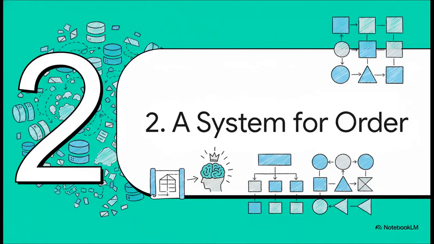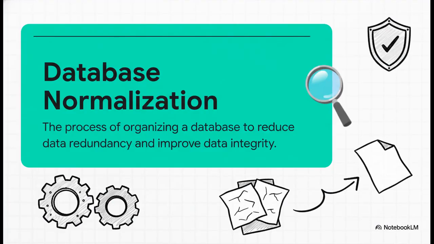So how in the world do you even begin to fix this kind of chaos? Thankfully, we don't have to reinvent the wheel. Way back in the 1970s, a brilliant computer scientist named Edgar F. Codd came up with an amazing system for bringing logical order to all this data madness. And he called this whole process Database Normalization.